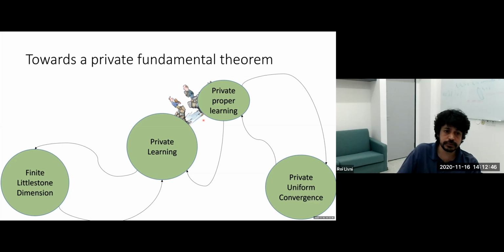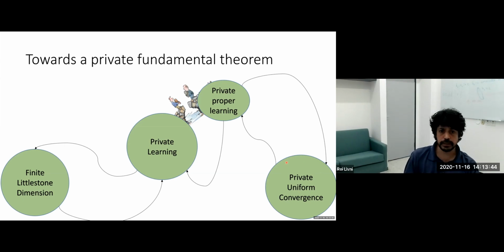So given this result, what these lines of work would show is that in some sense, private learning is similar to learning, where instead of VC dimension, we have a notion of Littlestone dimension, which I'll talk about and I'll explain what it is. But it's just an alternative combinatorial dimension. And you can show that private learning is equivalent to finite Littlestone dimension instead of VC dimension. And also we can show a relation between proper learning and learning, which I'll also explain. You would also get an equivalence between private learning and another notion, which I will term here private uniform convergence.